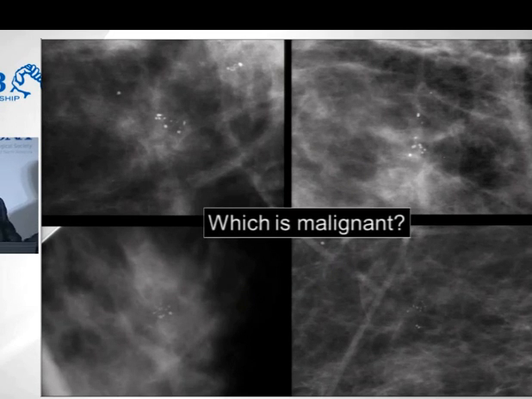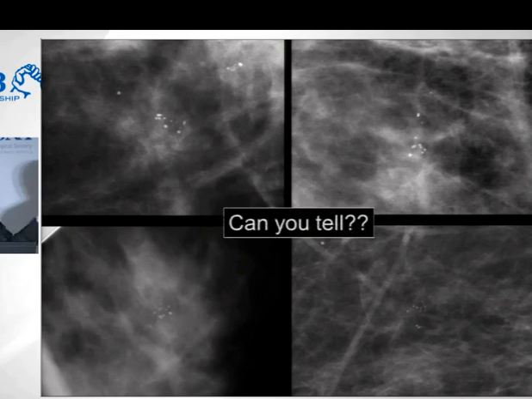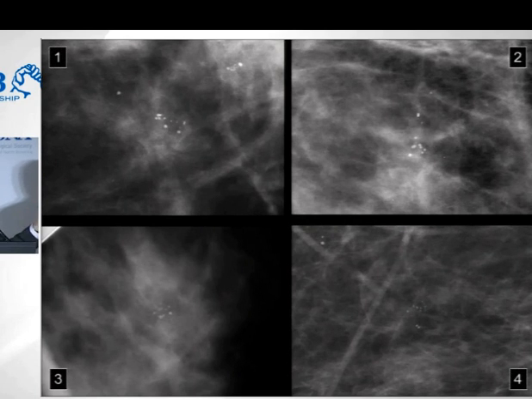I think this is very difficult for breast imagers and general radiologists to look at and pull the trigger and biopsy these because they look so benign. We think we can look at these and tell that they are benign. So the question is, can you tell? I've numbered these 1 through 4.